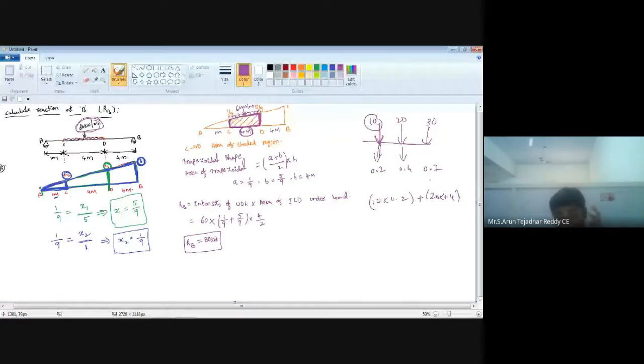So this is entirely your case number 1. Case number 1 is just the load acting at a particular point. But these loads are not movable loads. They are constant loads, fixed loads. But in case 2, it's different.